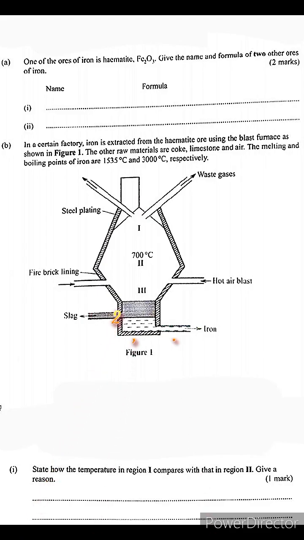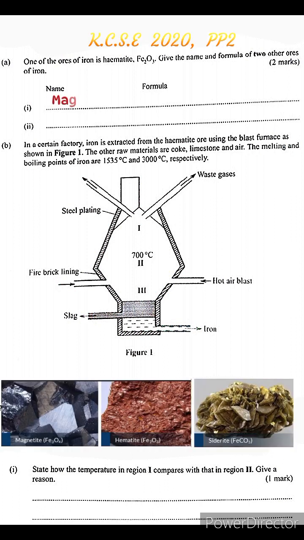Okay, I believe we are ready to tackle another question. So this question is from 2020, paper 2. Part A goes as such. One of the ores of iron is hematite, which is iron 3 oxide. Give the name and formula of two other ores of iron. Iron has three common ores. There's hematite, of course, there's also magnetite, and lastly, siderite. So siderite is iron 2 carbonate.